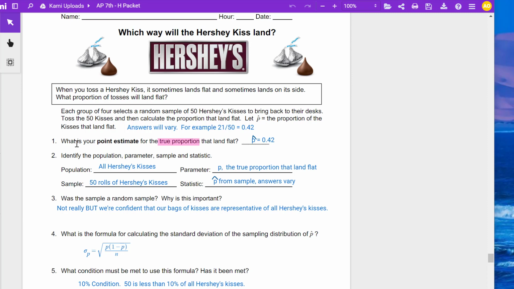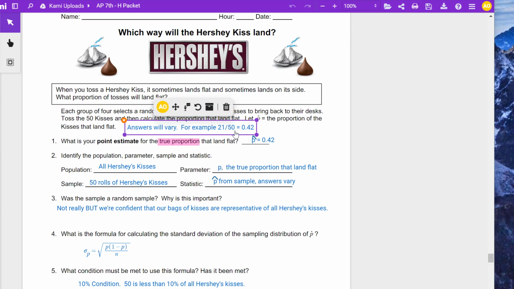What proportion of tosses will land flat? Each table had Hershey's Kisses and did 50 rolls, and we're trying to estimate what proportion landed flat. The answers varied. I think the lowest we had was below 0.20, and the highest was actually above 50%. Each table put their point estimate. The point estimate is from your sample, and it's a p hat.